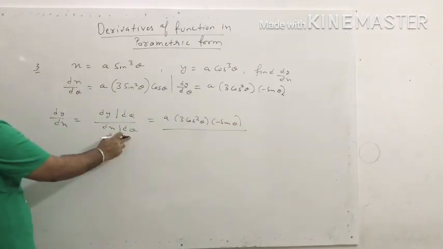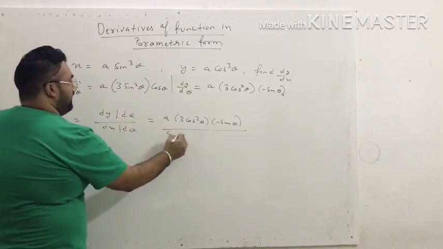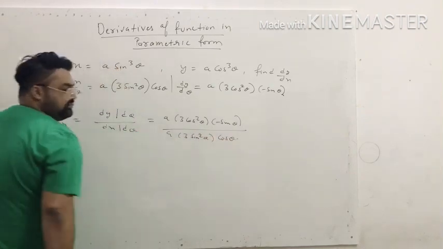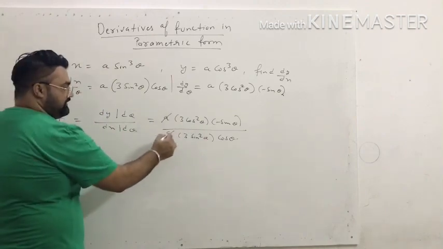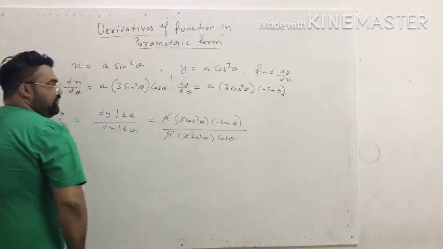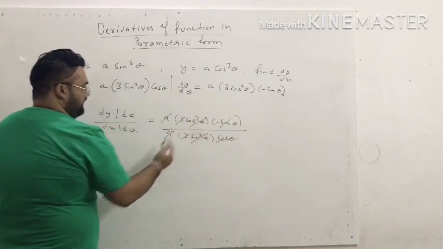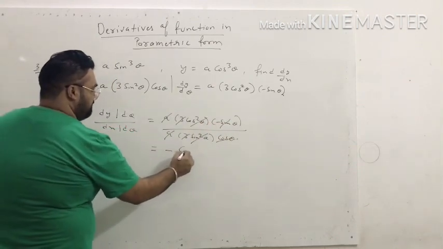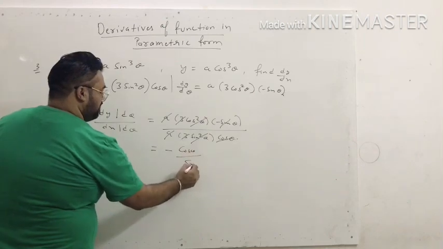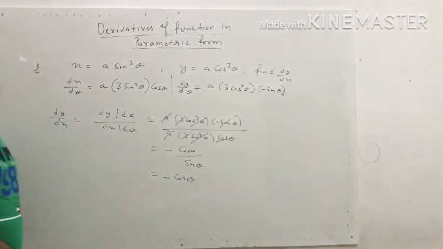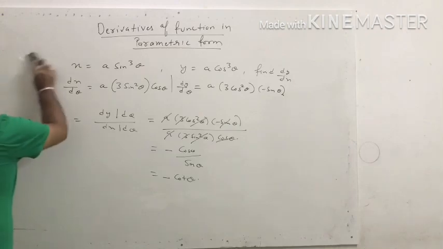Now dx upon d theta value is a 3 sin square theta cos theta. Now a cancels out, 3 cancels out. After that 1 sin cancels, 1 cos cancels. So the final answer is minus cos theta upon sin theta, which equals minus cot theta. So this is another example of parametric form. Shift to the next question.